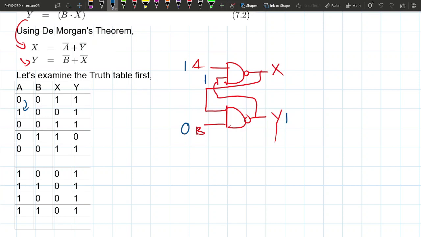The NAND between 1, 1 is actually going to go to 0, right? Because AND between 1, 1 is 1, right? The negation of that is 0, okay? So that's going to make this propagate back here and make this 0 also, right? Okay, right? So what happened is that when I change A from 0 to 1, it made X go from 1 to 0. It did the opposite, right?